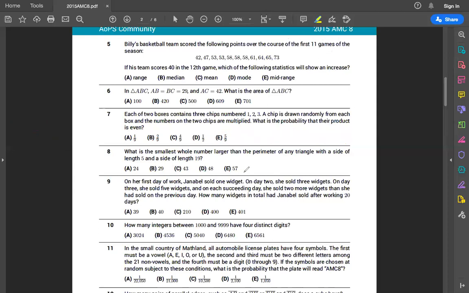So we want the smallest whole number larger than the perimeter of any triangle with a side of length 5 and a side of length 19. So the key here is that it's any triangle. And since we want the smallest whole number larger than any perimeter, we want to look at the extreme case where the triangle has the biggest possible perimeter. When we check the biggest possible perimeter, we just have to add 1, smallest whole number larger.